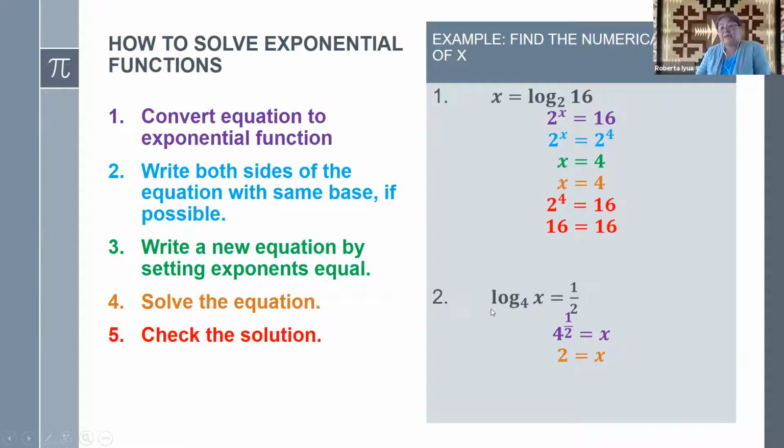And the second equation example is log base 4 of x equal to 1/2. Your base is 4. Your exponent is 1/2 equal to x. I plugged this into my calculator and I got 2 equals x. And then you can check your answer by putting this back into your log with your calculator. It should come out the same.